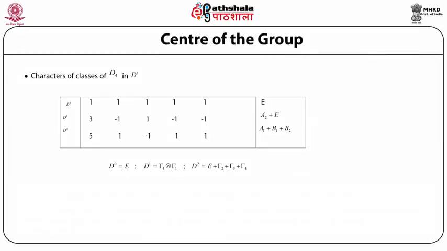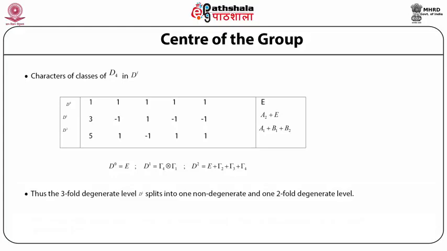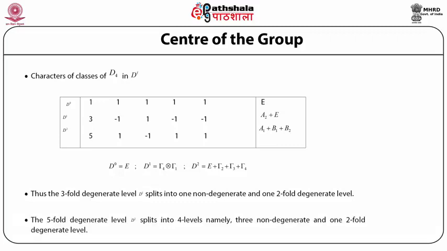Now, the characters of the classes of D4, of which there are 5, in D_L, because for the original symmetry the representations were D_L, L corresponding to 0 and 1. So for D0 and D1, and also for D2 which I have shown here, the character tables are given by this, from which it is clear that D0 is equal to A1, D1 is equal to A2 plus E, and D2 is equal to A1 plus B1 plus B2 plus E. What does it mean? It means that the threefold degenerate level D1 splits into one non-degenerate and one two-fold degenerate level. And the five-fold degenerate level D2 splits into 4 levels, namely 3 non-degenerate and 1 two-fold degenerate level.